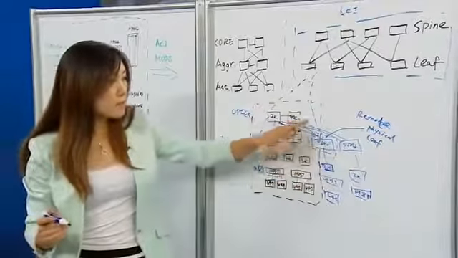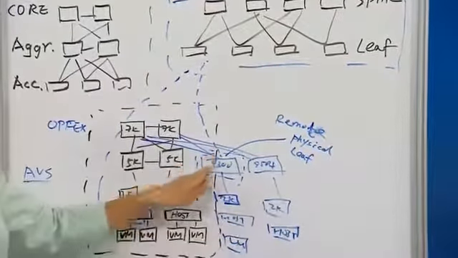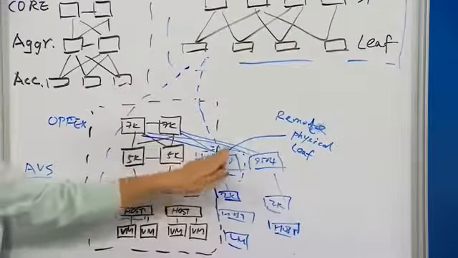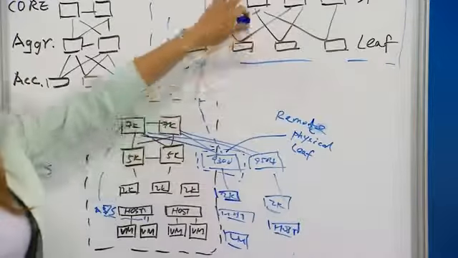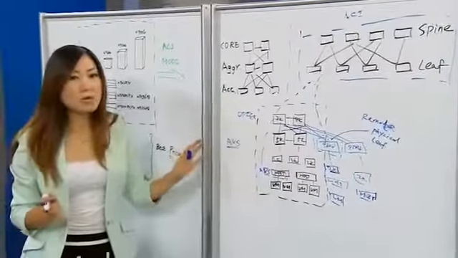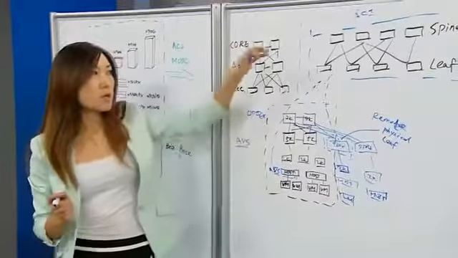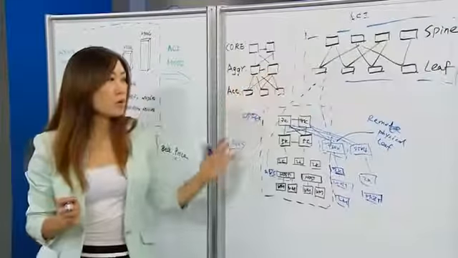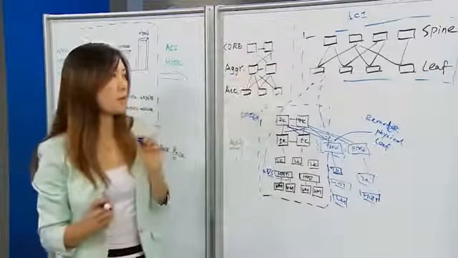In this case, through this extension, your application endpoints under this access switch can be managed using the coherent, consistent policy model defined on the ACI fabric. So this is how you can integrate the existing data center network environment with the ACI fabric, or how you can seamlessly migrate your workload to the ACI fabric.